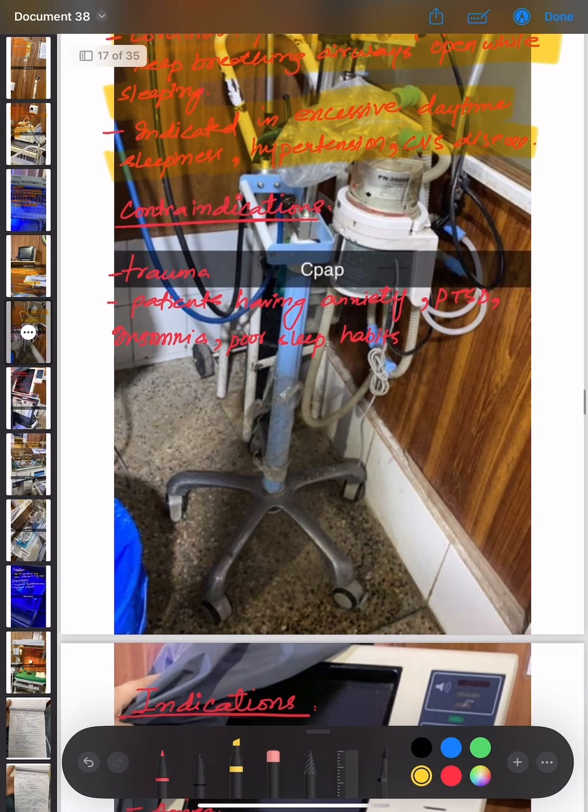The contraindications of this machine are trauma and patients having anxiety and insomnia and poor sleep habits. It should not be used in patients having trauma and insomnia and poor sleep habits.